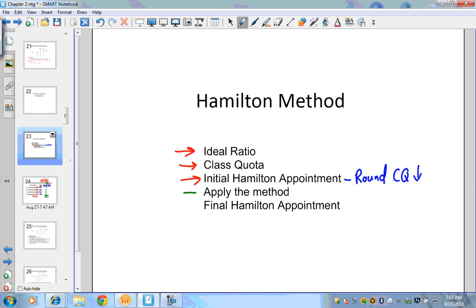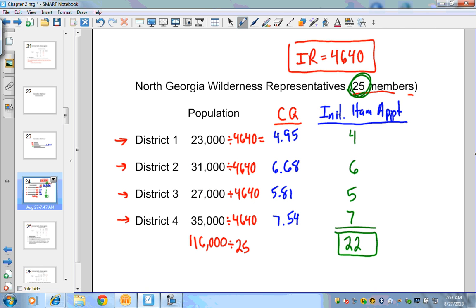And under Hamilton, Hamilton states this, is that whoever has the biggest decimal will receive the seat. Now, notice that we are 3 short. We're at 22, we need 25, so we're missing 3. So what I'm going to do is I'm going to take all my class quotas and I'm going to determine who has my largest decimal. Well, that's District 1. So District 1 would get a point.